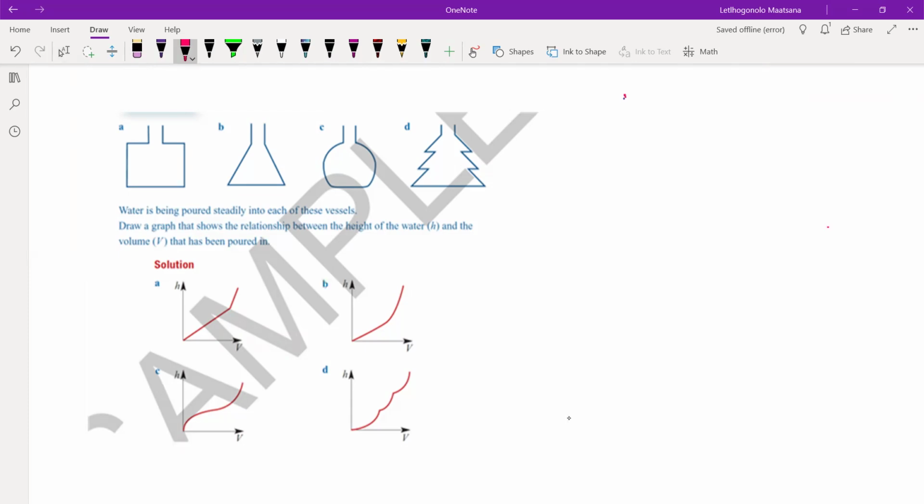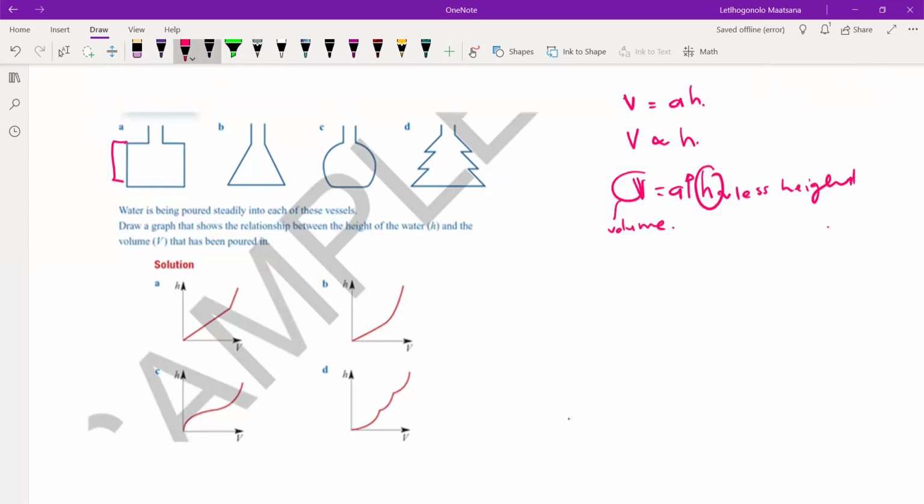So the volume is given by area multiplied by height. We can clearly see here that height is directly proportional to the volume. Right. So for the first graph, what we need to understand is that for our equation here, in the first part of the graph, we have a much larger area. Therefore, we would require less height for the same amount of volume.